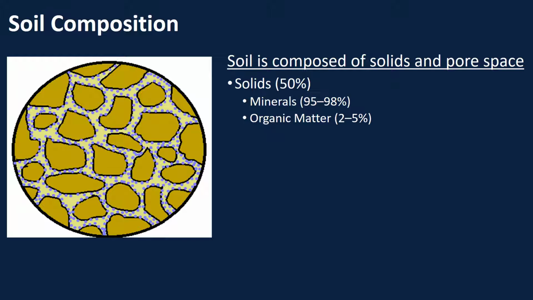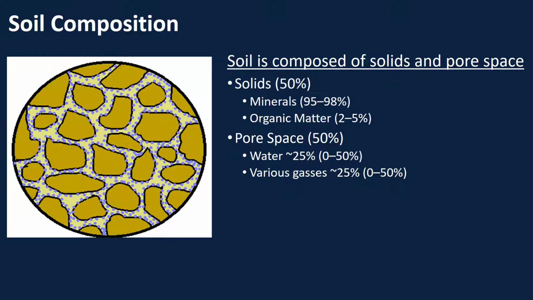About 95 to 98% of the solids is typically mineral, and the rest is organic matter: living carbon-based plant tissues, roots, decaying organisms, things like that. Those are all organic matter. So those are things that are solid. The other half is going to be pore space. This pore space can be either water or various gases such as oxygen, and that can be anywhere from 0 to 50% water or gases.